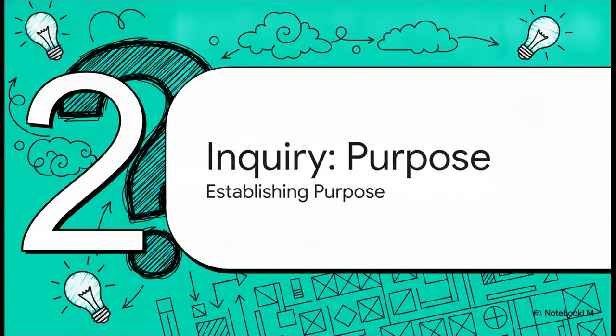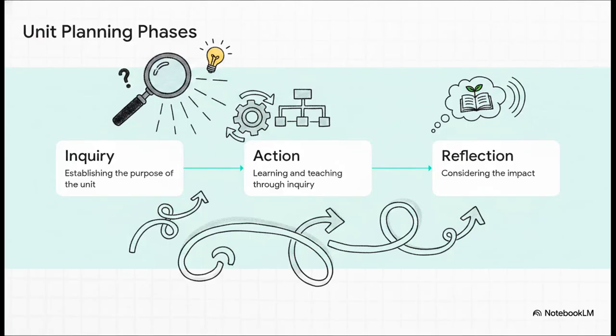Section 2, Inquiry, Establishing Purpose. All right, now that our ecosystem is primed, we can start drafting. But before we zoom in too close, I want to give you a really clean mental model of the 3 main aspects of developing an MYP unit. We've got inquiry, which is establishing the purpose, action, which is defining the process, and reflection, considering the impact.